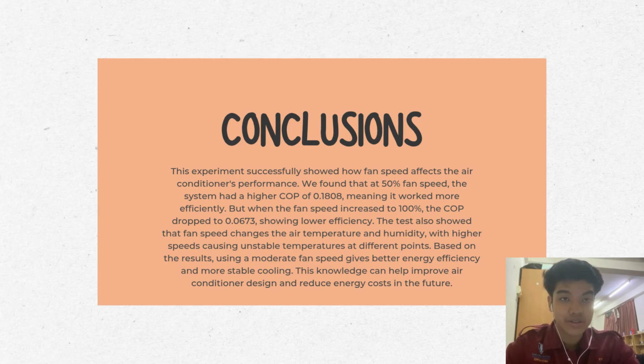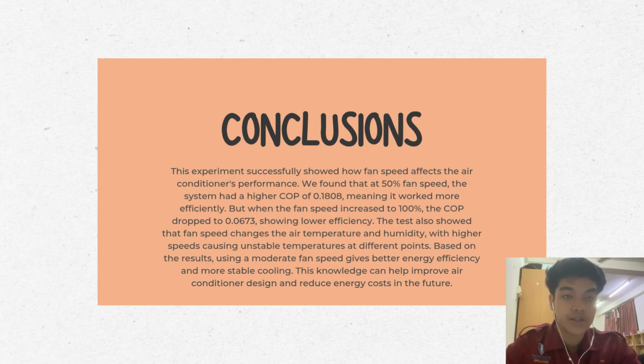So next, for the conclusion, the experiment successfully showed how fan speed affects the air conditioner's performance. We found that at 50% fan speed, the system had a higher COP of 0.1808, meaning it worked more efficiently. But when the fan speed increased to 100%, the COP dropped to 0.0673, showing lower efficiency.